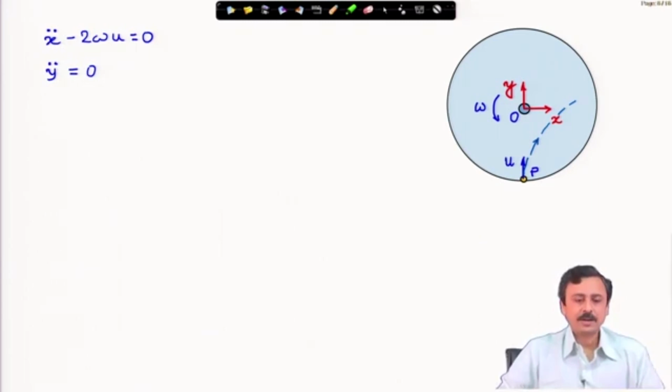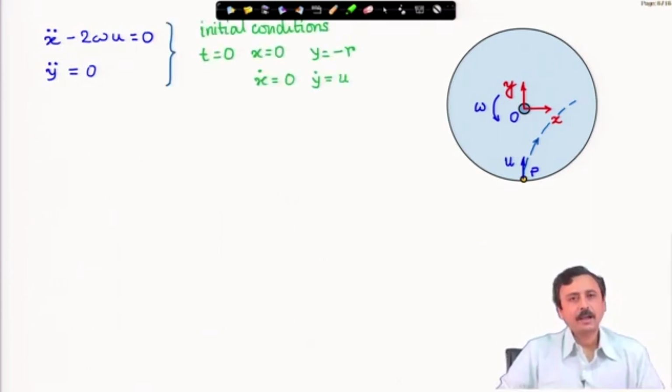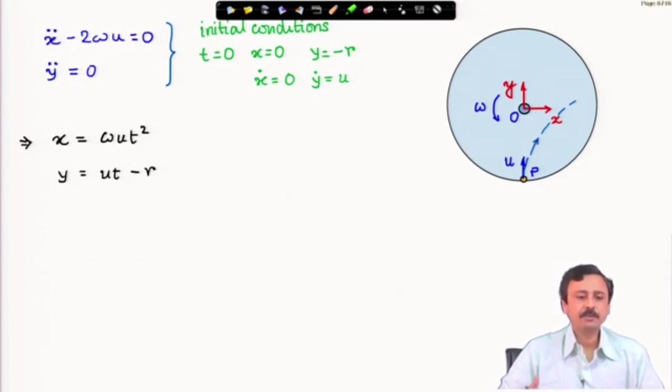Now, they are really simplified, and I can again use these initial conditions and integrate, straightforward integration. x double dot is constant, y double dot is 0. So, these are the integrals. And now you will notice at time t equal to 0, x equal to 0 and y is equal to minus r as the initial conditions demand.